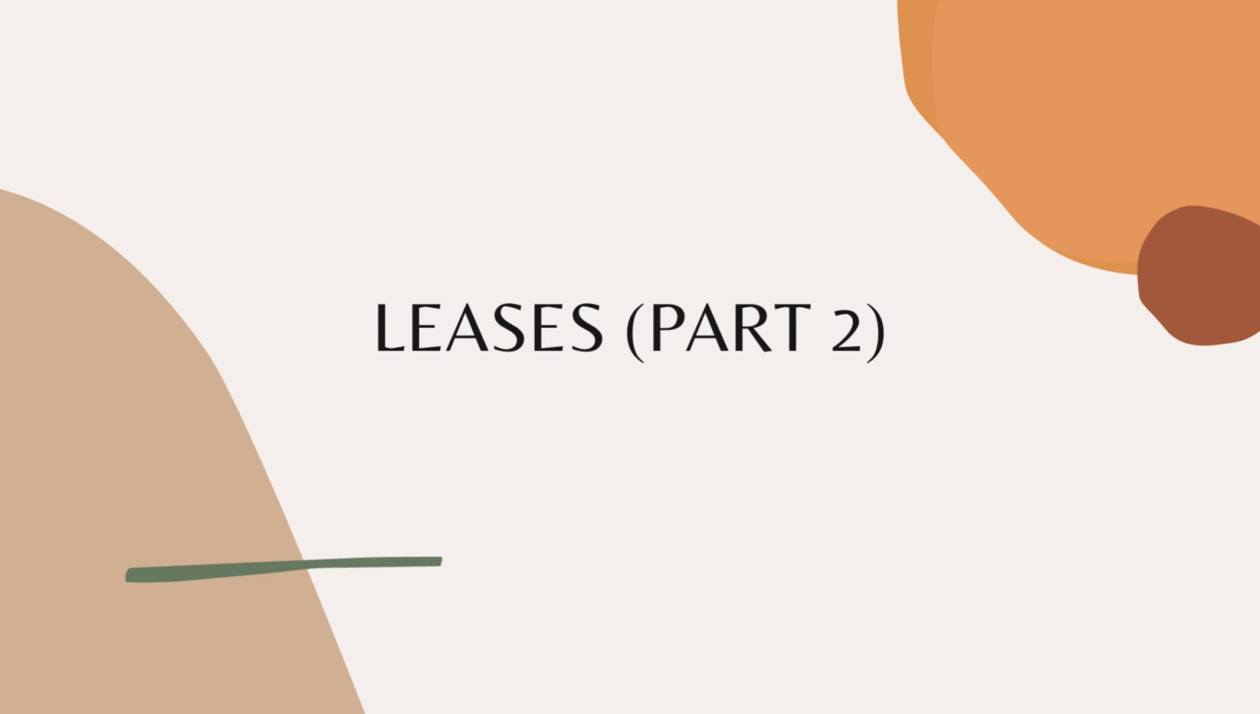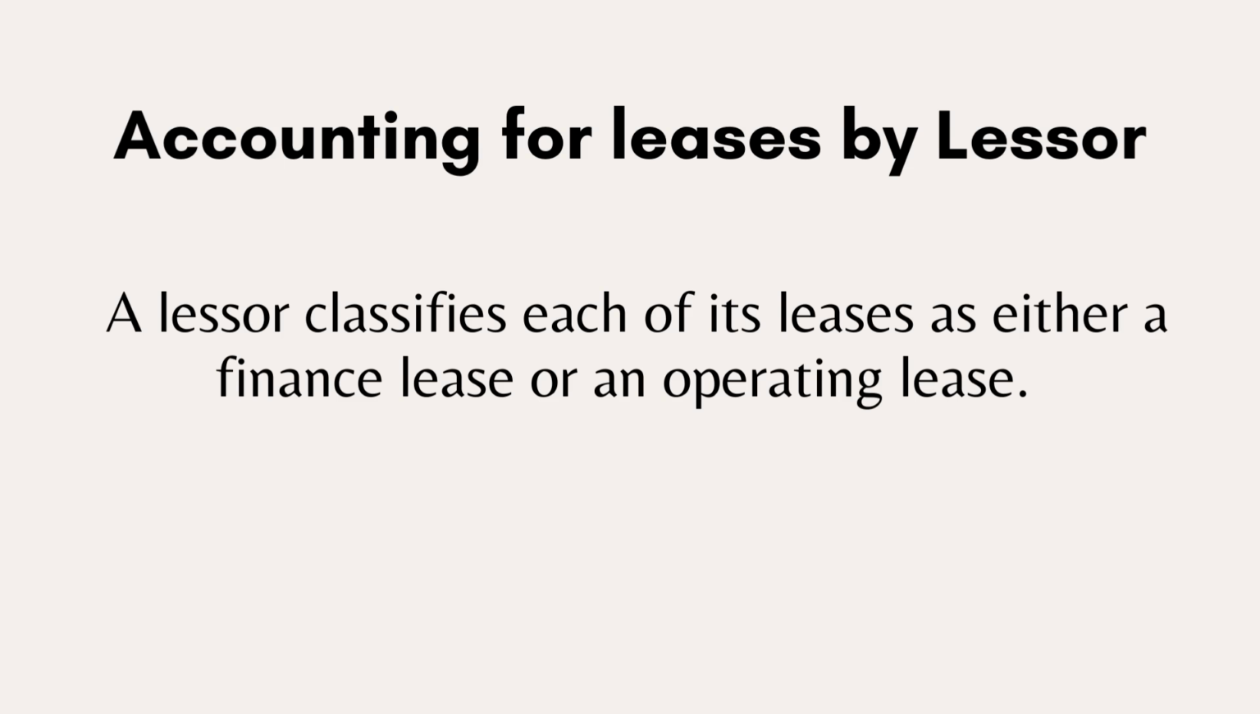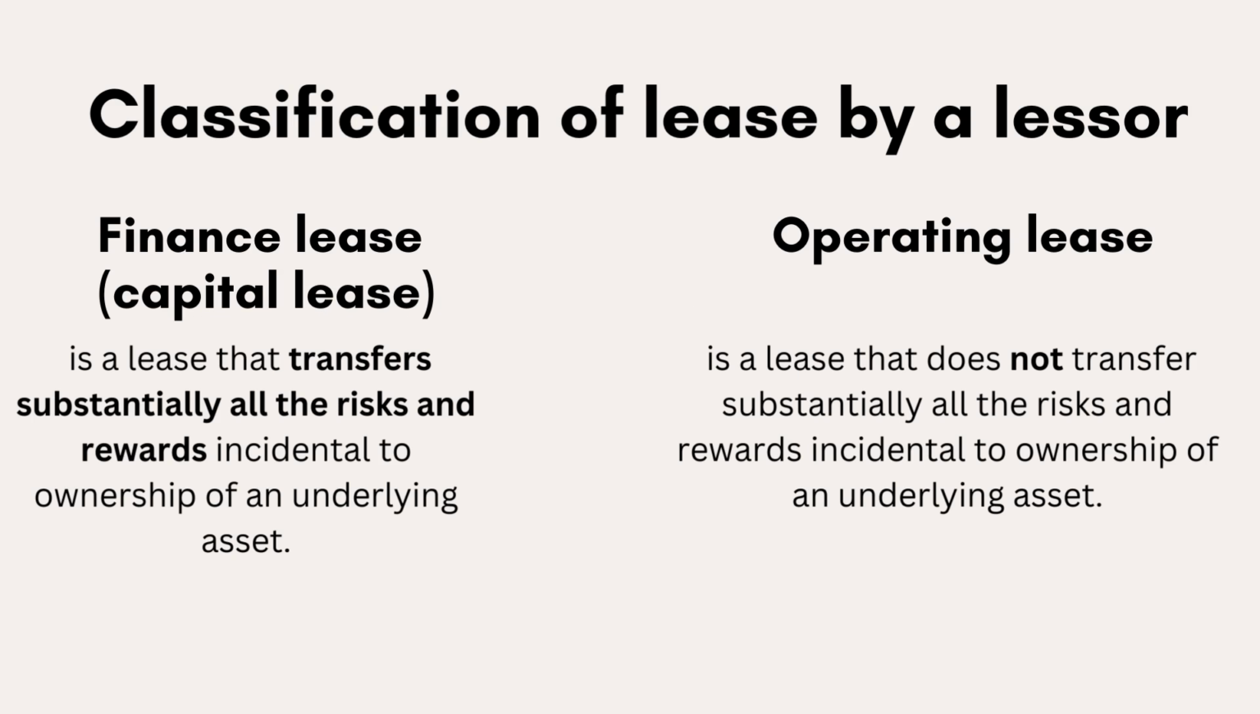Leases Part 2. Accounting for leases by lessor. A lessor classifies each of its leases as either a finance lease or an operating lease. Classification of lease by a lessor.